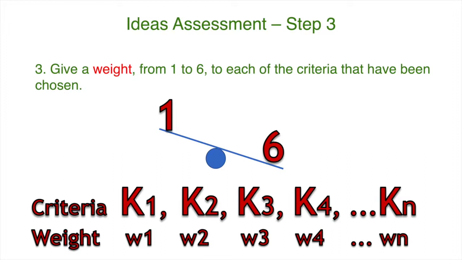The next step is providing a weight for these criteria. If we want to make clear which criteria are more important for us and which criteria are less important. So the weight that we use is from 1 to 6, where 6 is the maximum and 1 is the lightest one. So for each criterion, K1, we have a weight, W1, K2, W2, K3, W3, and so on.